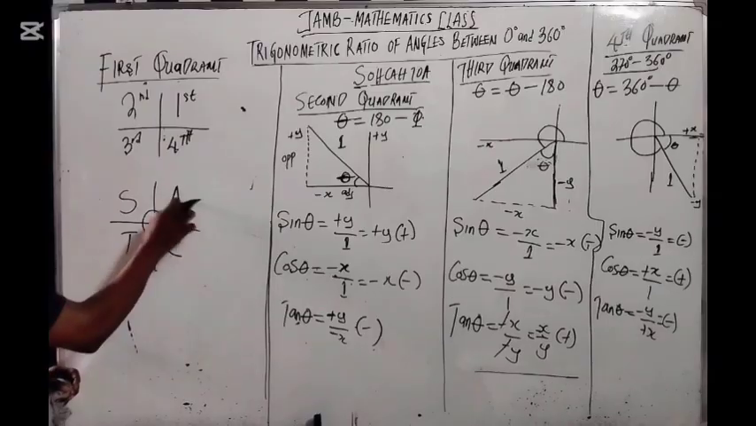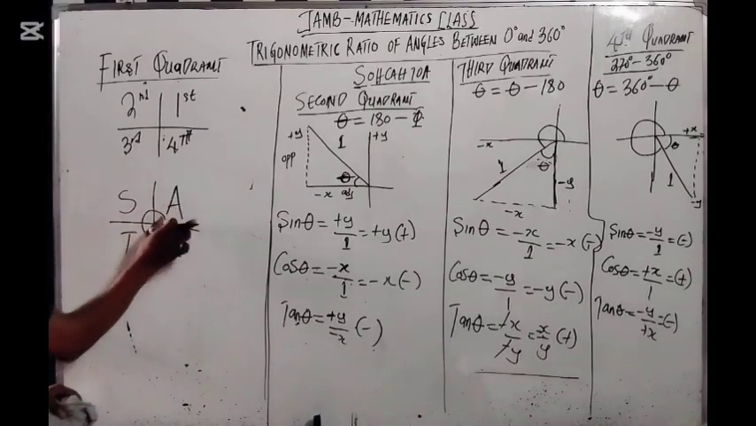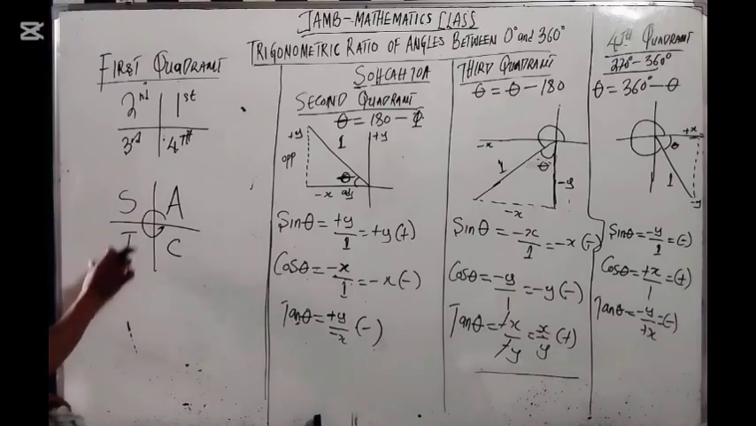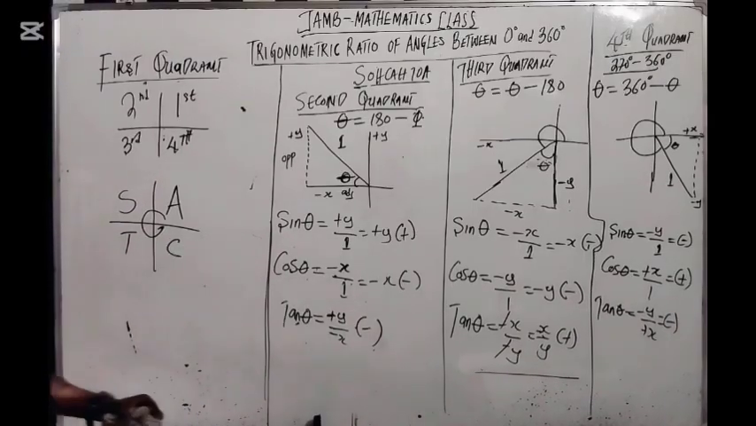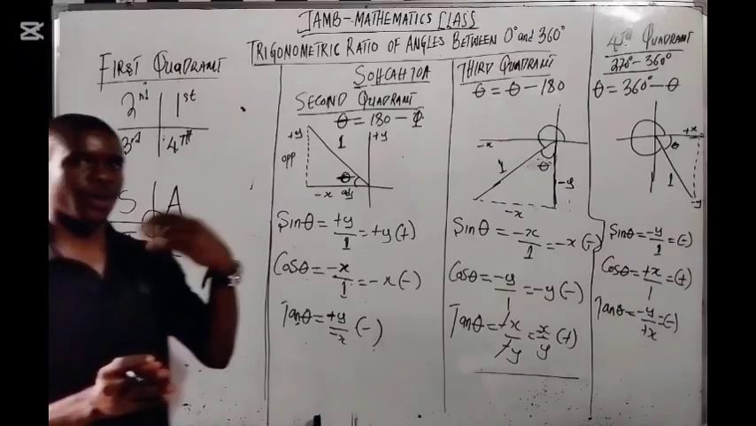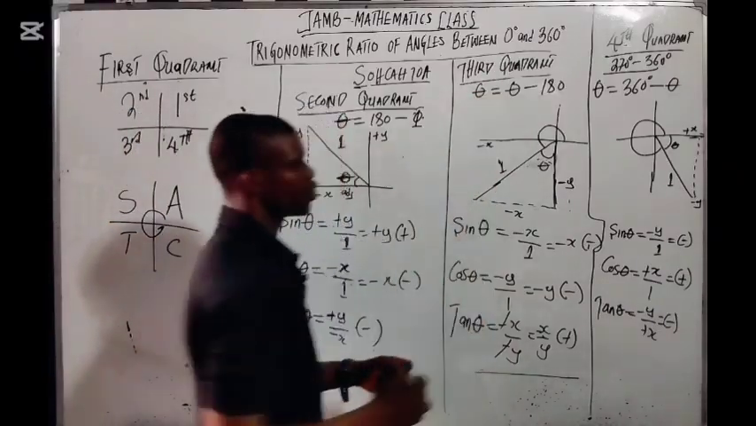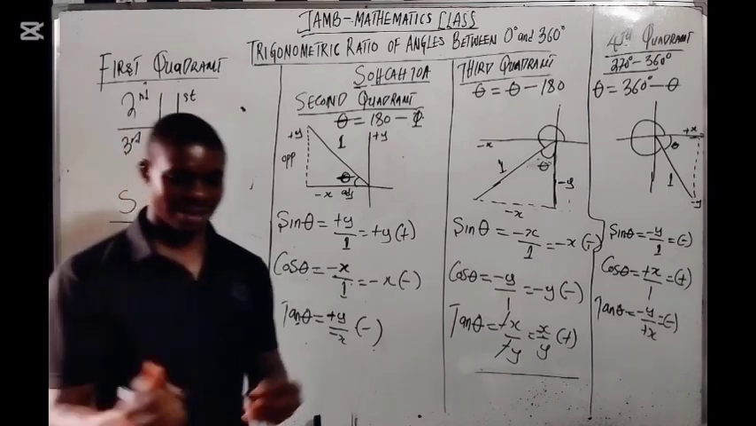A, S, T, C. Do you understand? All are positive. Only sine is positive. Only tan is positive. And only cos is positive. So this is the first principle you need to understand to be able to solve problems between the angle of 0 to 360 when it exceeds 90 degrees.